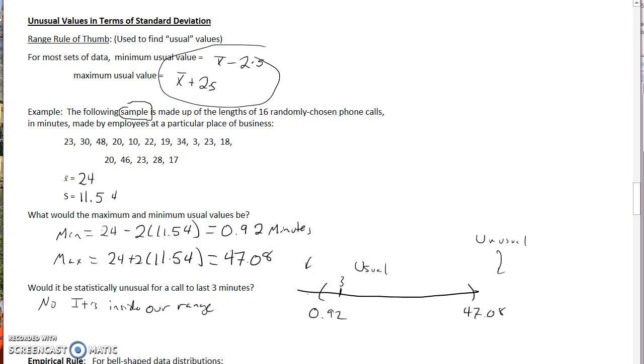Now, if I had a question about, say, a 60-minute phone call, well, 60 would be somewhere out here, so we would say a 60-minute phone call would be considered unusual.